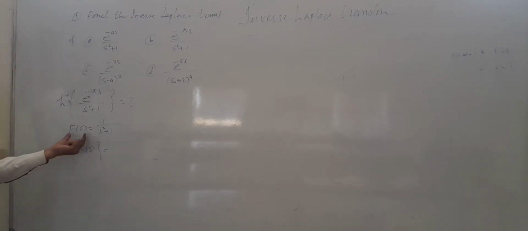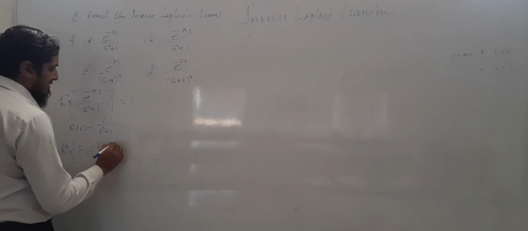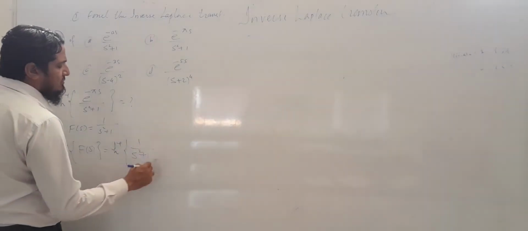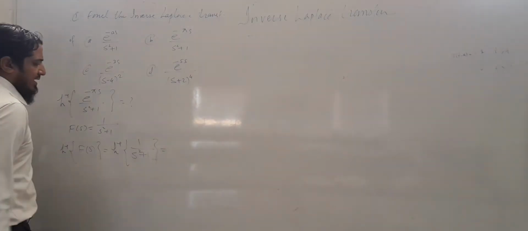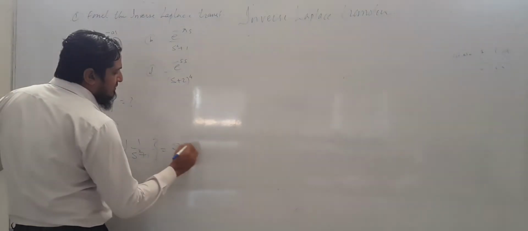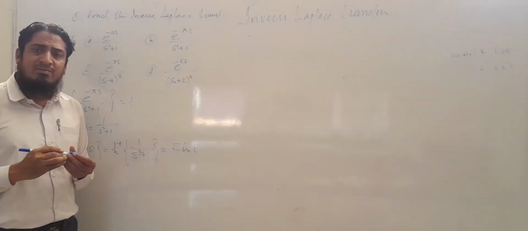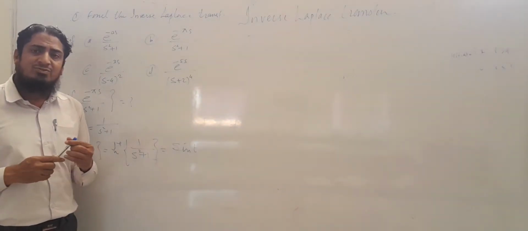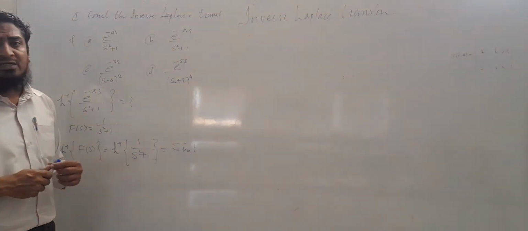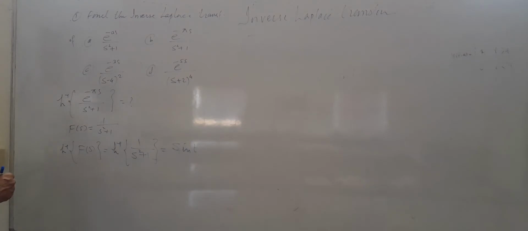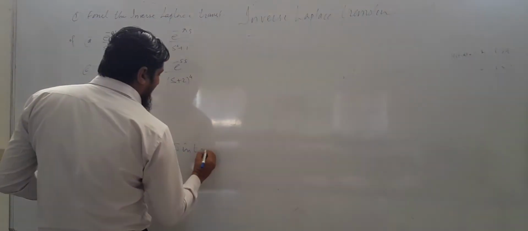we have to take the inverse Laplace transform of F of s, and we will get the inverse Laplace transform of 1 upon s square plus 1 as sin t, by using the formula of the inverse Laplace transform of 1 upon s square plus a square, which will give us 1 upon a sin a t. Now we have F of t here.